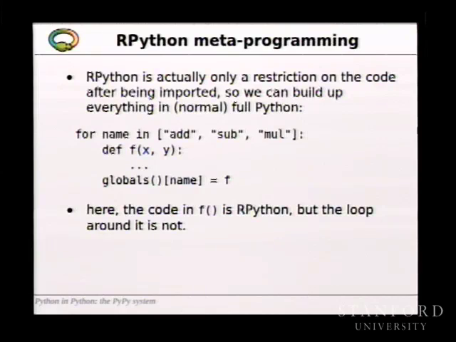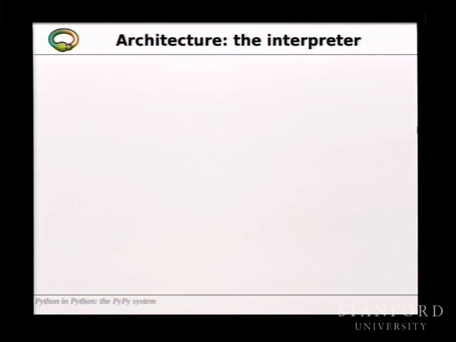So in this example, you want the code in the function f to be RPython, which means well-typed and safe. But of course, the loop around does not need to be RPython at all in this example.